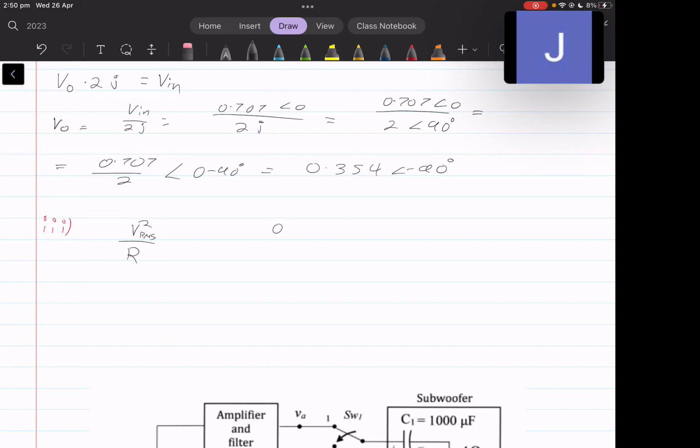To go from the peak voltage, the amplitude, to RMS, we divide it by √2. So that's going to be 0.354 on √2, squared, on 8, which will give us our power. Which is 7.8 milliwatts.